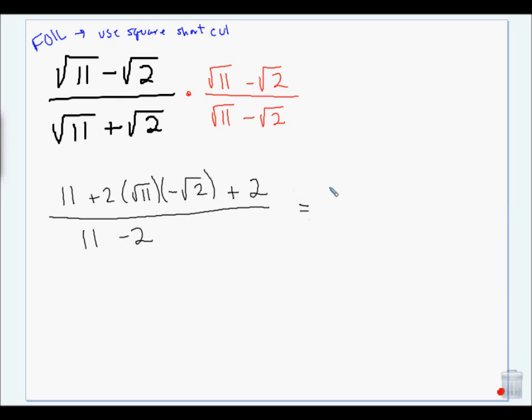And in my denominator, I do the first, so that's 11, and the last, so that's 2. So I end up with 13, my 11 and 2, minus, because this is negative, so minus 2 times the square root of 22 over 9. And 13, 2, and 9 don't reduce at all.